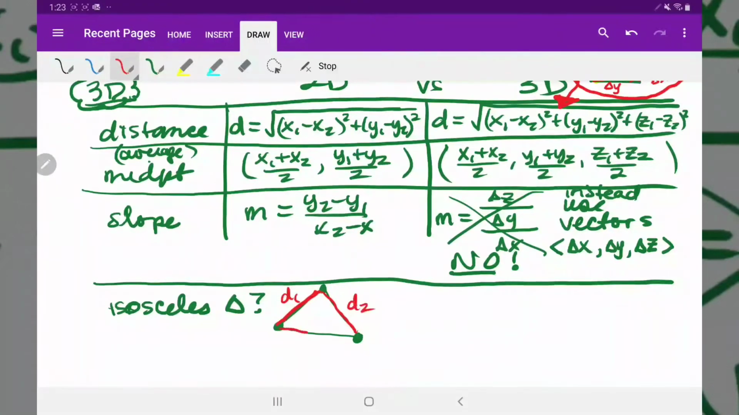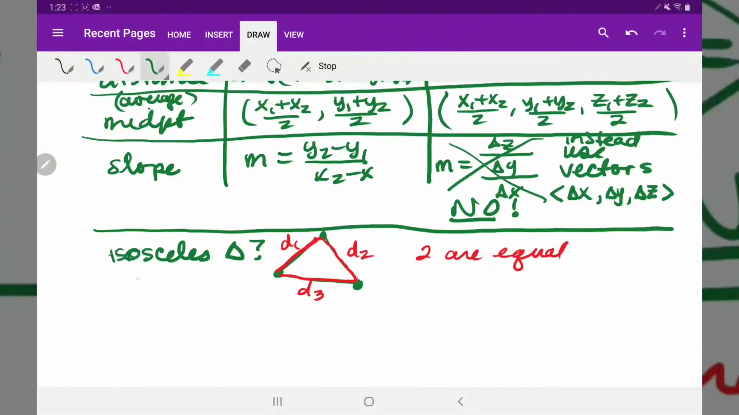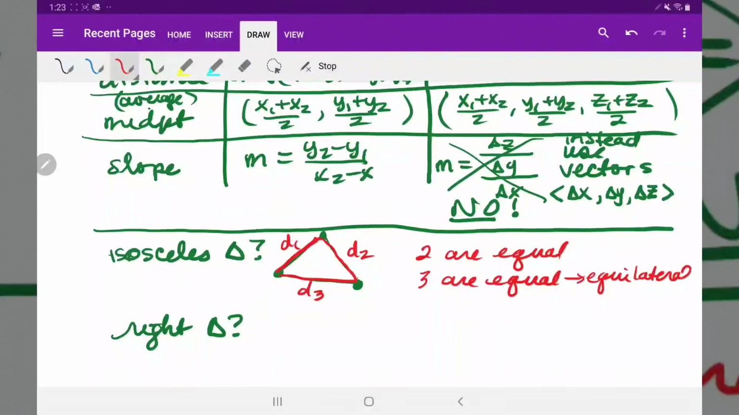Right? 2 of the distances are equal. 2 are equal. Right? If you had all 3 equal, what's it called? That's called equilateral if they're all equal. So 3 are equal is equilateral. And 2 equal is called isosceles. And then usually we don't call equilaterals isosceles, although technically they are.